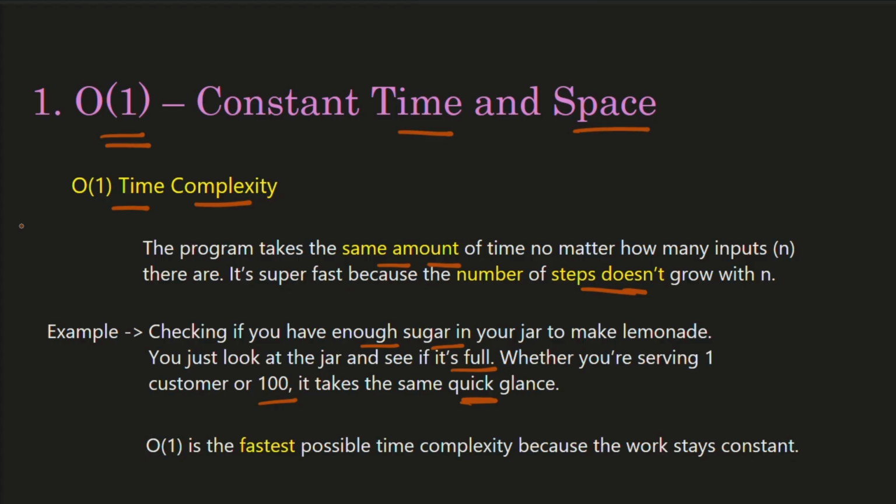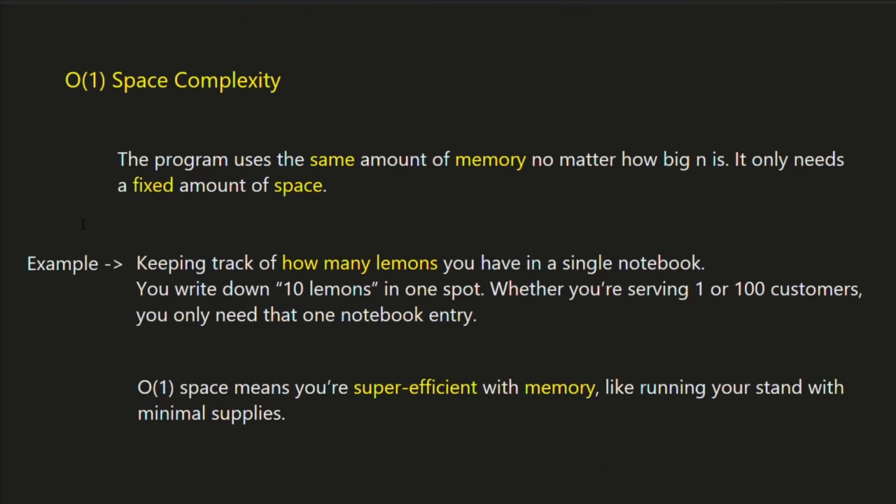Lemonade stand analogy: pouring a single glass of lemonade from a pitcher. No matter how many customers are in line, N, pouring one glass always takes the same time. Why it's great? O of 1 is the fastest possible time complexity because the work stays constant.